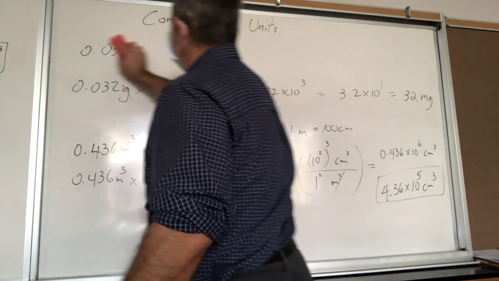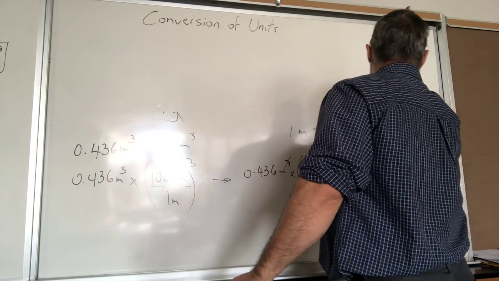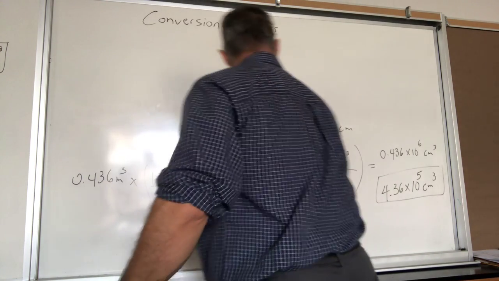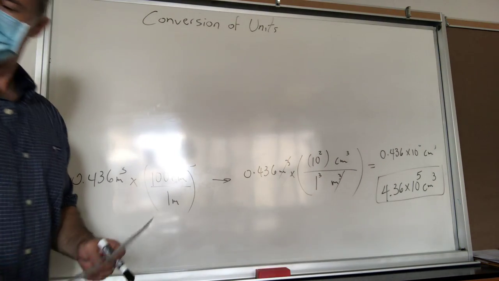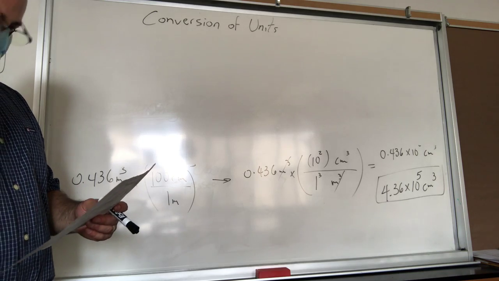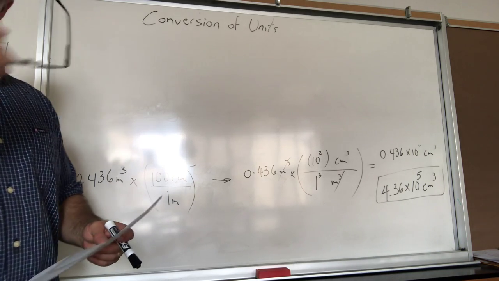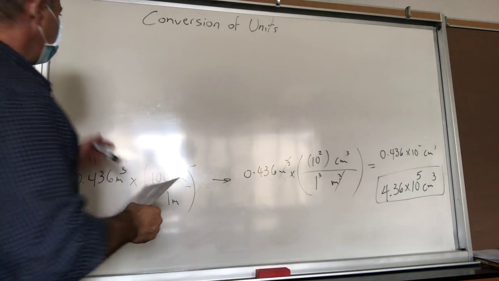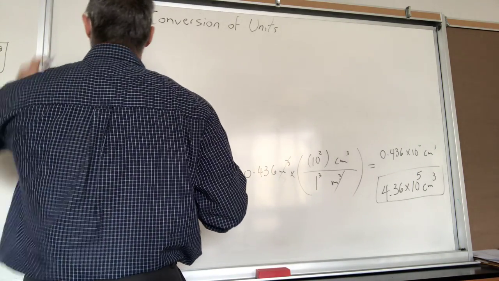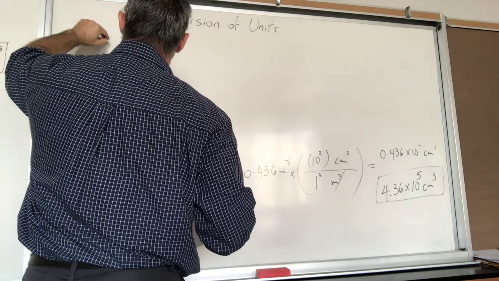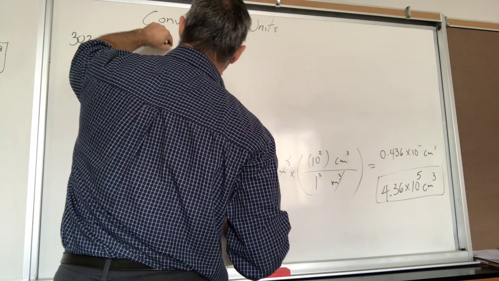Let's do number 3. Number 3 is 0.2 milliliters going to centimeters cubed. Well, this is a trivial one because, well, you'll see, 0.2 milliliters to centimeters cubed.